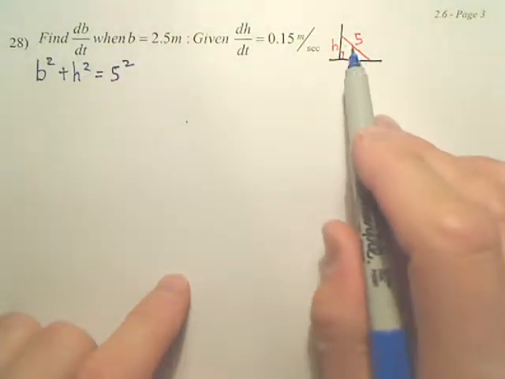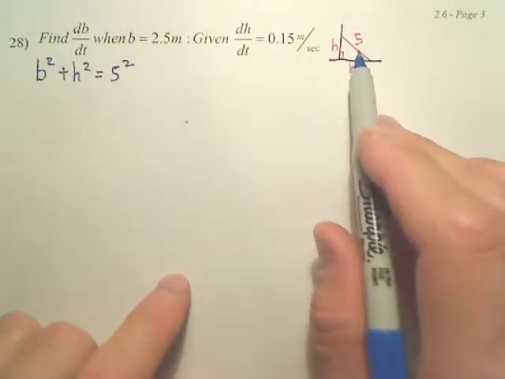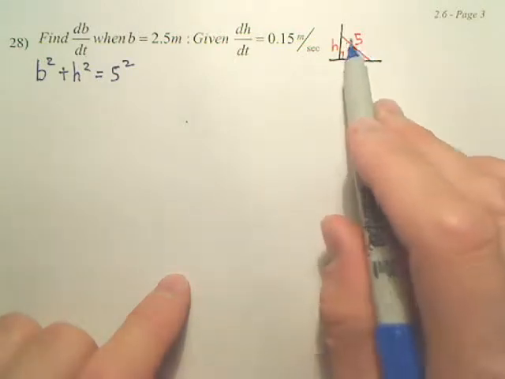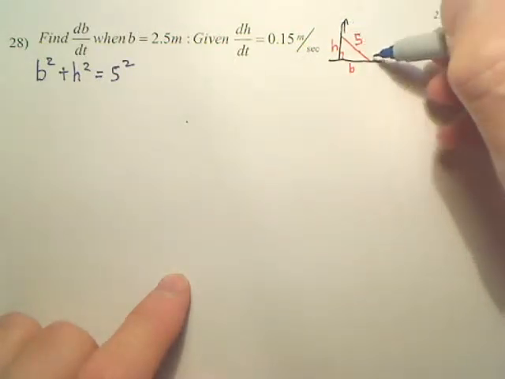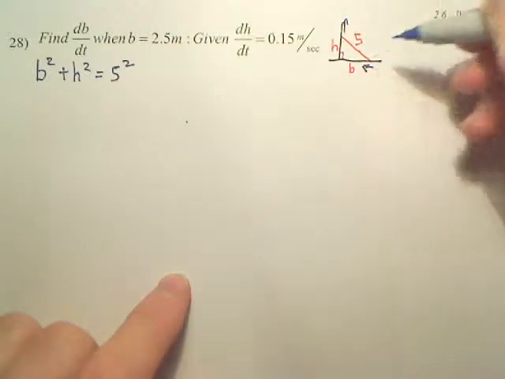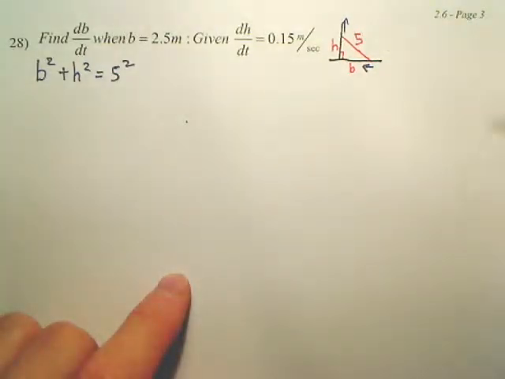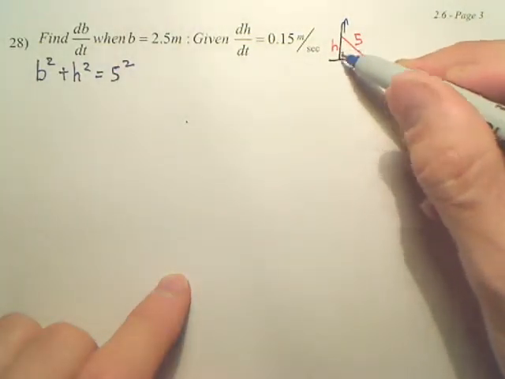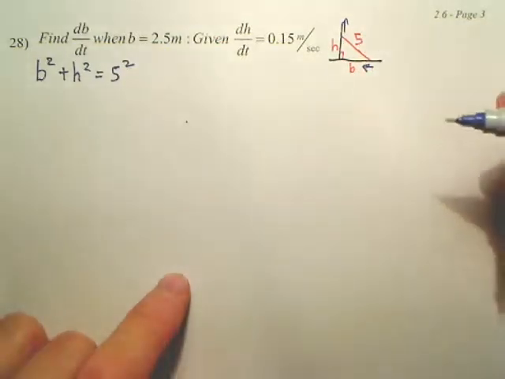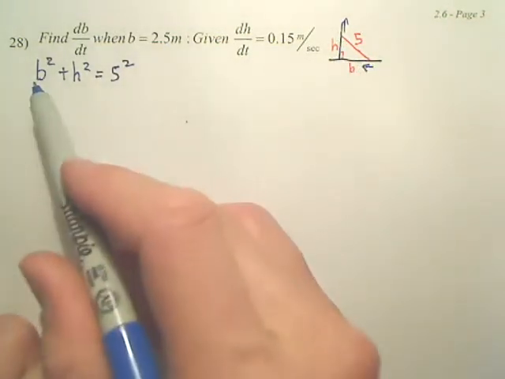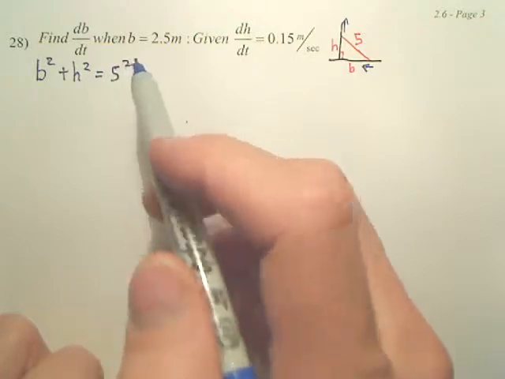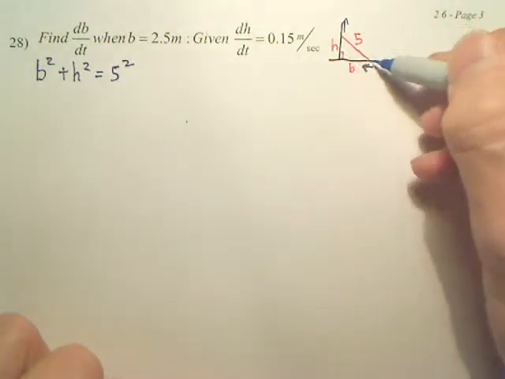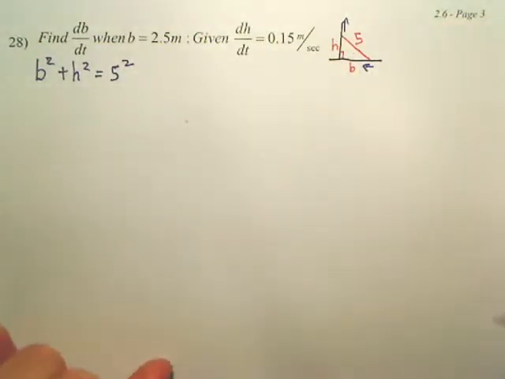Once again, we have a ladder or a plank right here that's 5 meters long. We're pulling it up, thus this side is going to be moving in when you pull it up. This is your B, this is your H, base and height. That's a given 5. The formula for this is B squared plus H squared equals 5 squared. That is a right triangle, that's a right triangle right there.